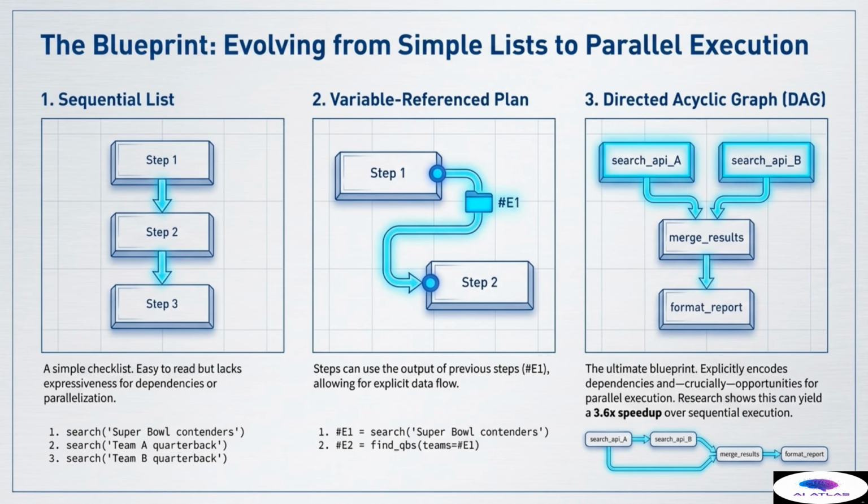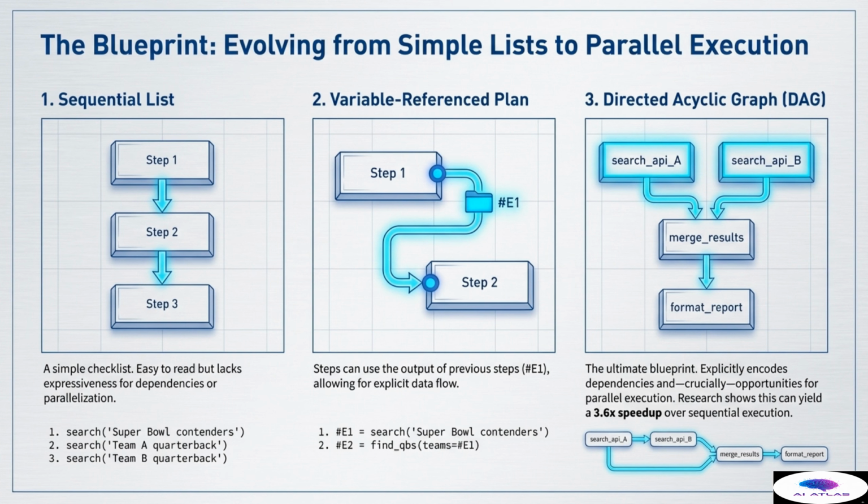The success of the Planner-Executor Model hinges entirely on the quality and structure of the blueprint, and agentic design has evolved the way these plans are structured. We start with the simplest plan, the sequential list. This is a basic checklist of steps, easy to read, but it completely lacks the expressiveness needed to define dependencies or identify opportunities for parallel execution. Next, we evolved to the variable referenced plan. Here, steps can explicitly use the output of previous steps, denoted by variable identifiers like E1. This allows for explicit data flow and better logical chaining, but it still fundamentally enforces a linear path, limiting efficiency.